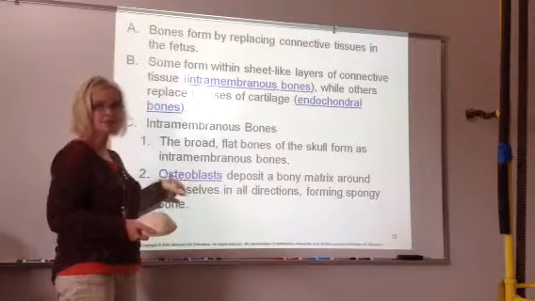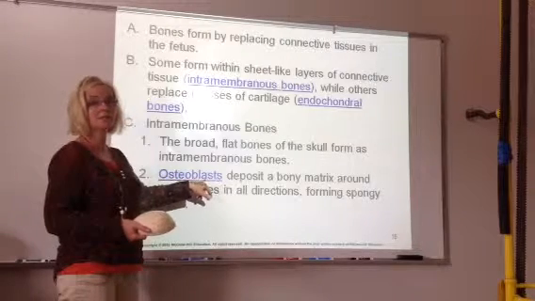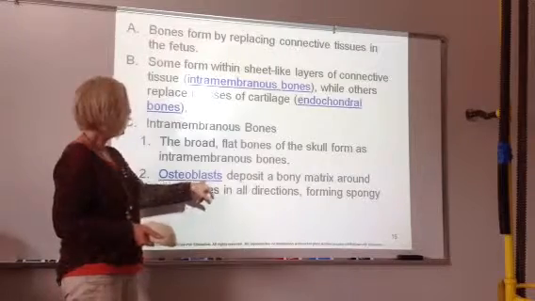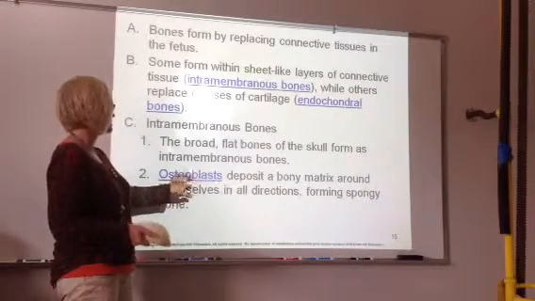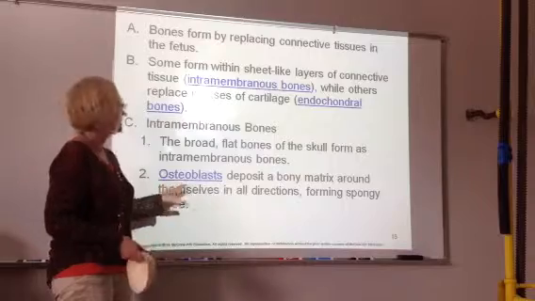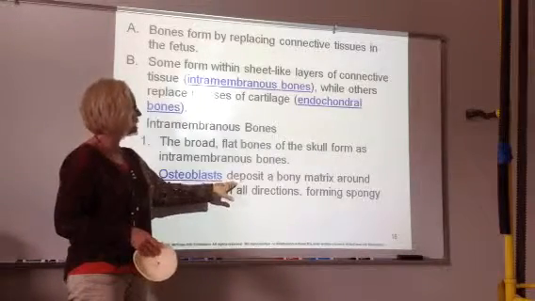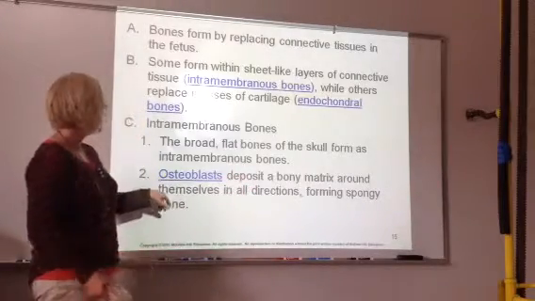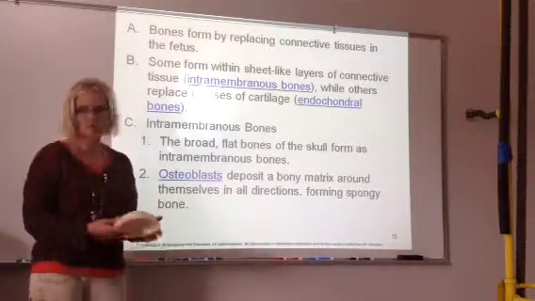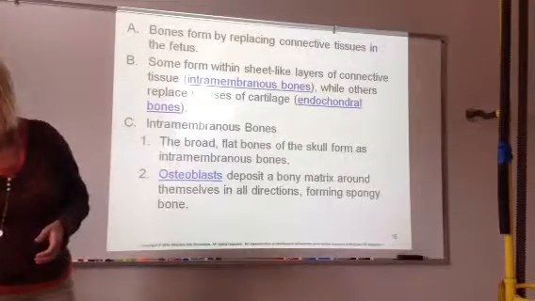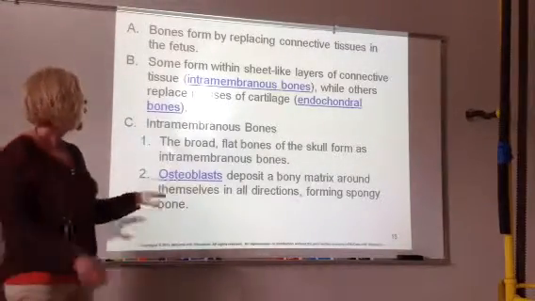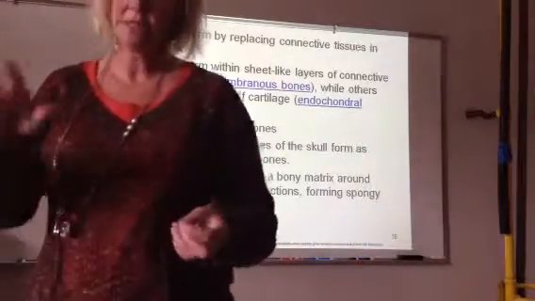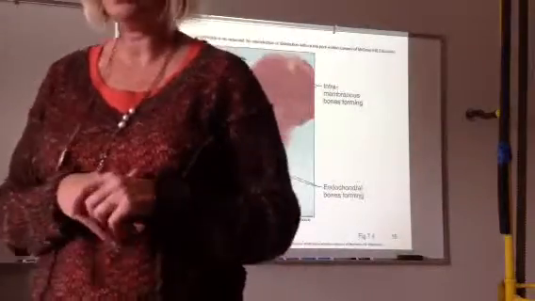Osteoblasts. Osteo means bones. Blast means to make or build. So build bones. These are cells that are going to make bone. Osteoblasts are going to deposit bony matrix, or the substance that makes up your bones, around themselves in all directions, and it usually starts as spongy bone. So osteoblasts begin the process of building bones in intramembranous bones.